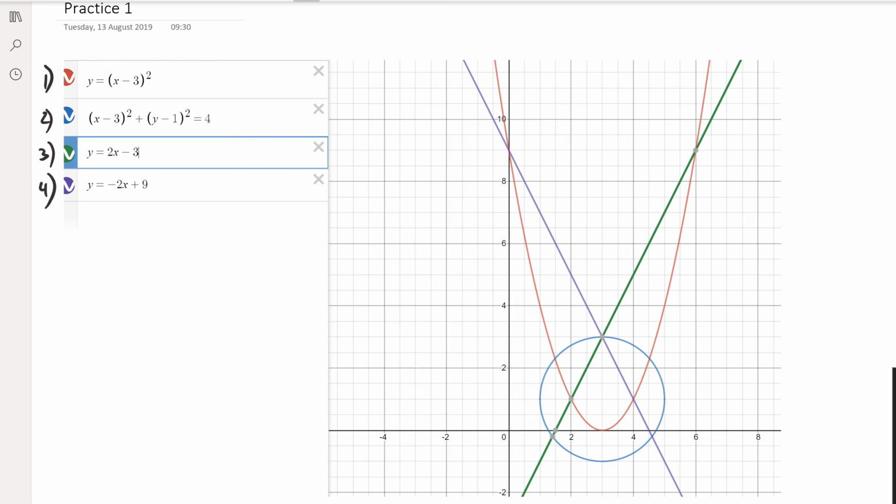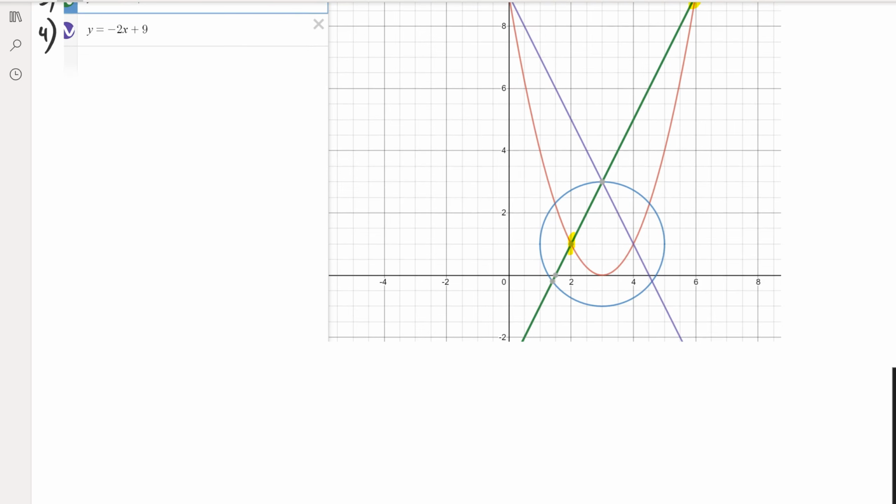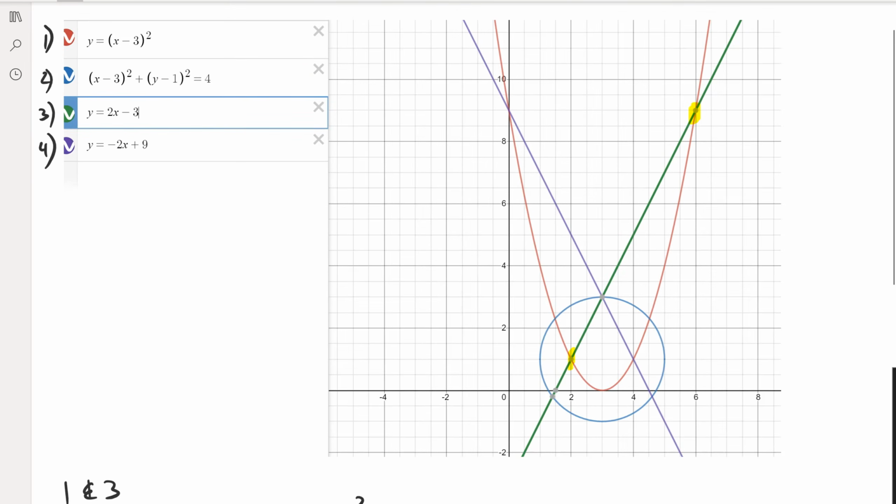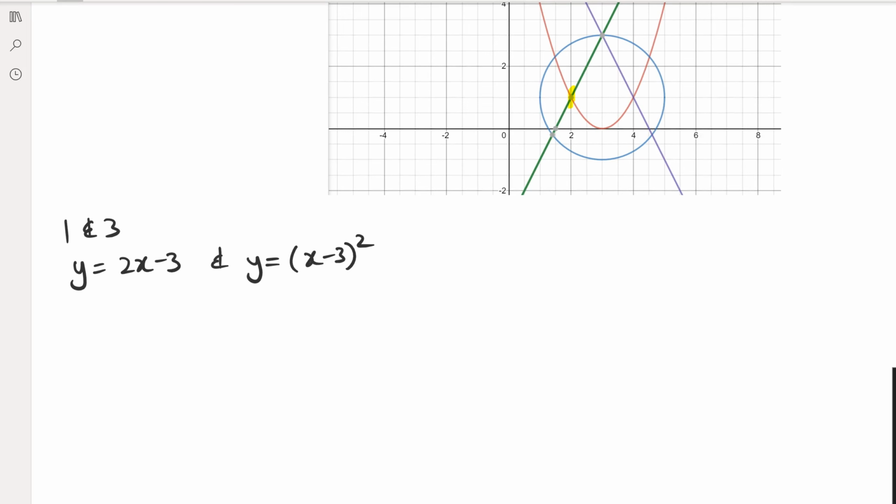So that's the red and green graph, which you can see the two intercept points are there in the highlighted area. So those 2 points. Okay, so my two equations, I'm going to do 1 and 3: y equals 2x minus 3 and y equals (x minus 3) squared. With this video I'll also have the graphics calculator with me so you guys can actually see how I get the solutions as well.